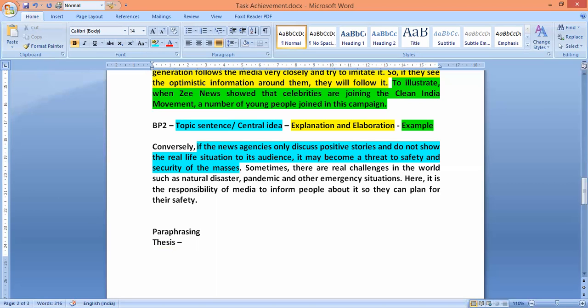Is it okay, or any doubt about it? It's fine, sir. Can we write here "it is the responsibility of media to spread awareness about it" instead of "to inform people"? I'm just asking if this is correct. Yeah, definitely. But spread awareness is long term, while to make people aware is so that they can plan immediately. Yeah, true. Okay.